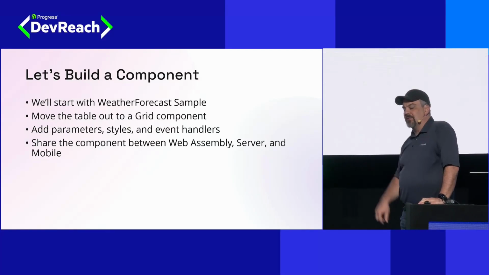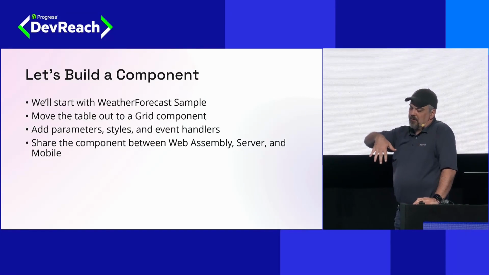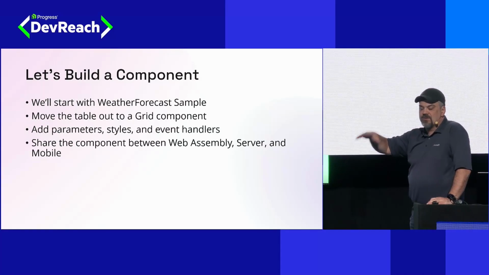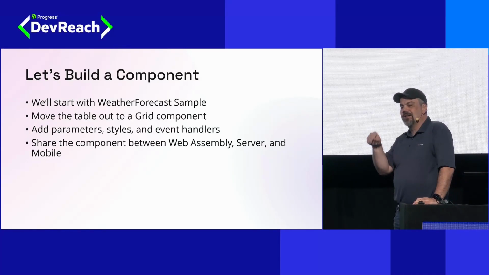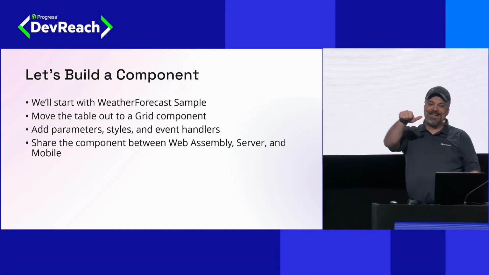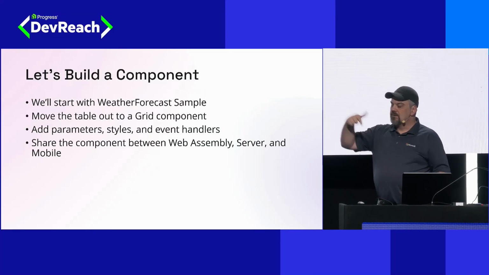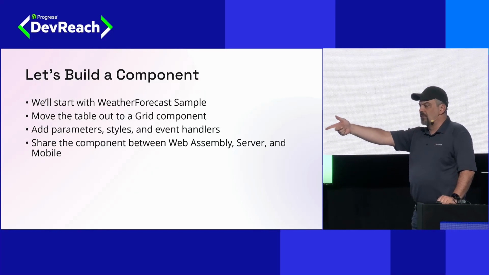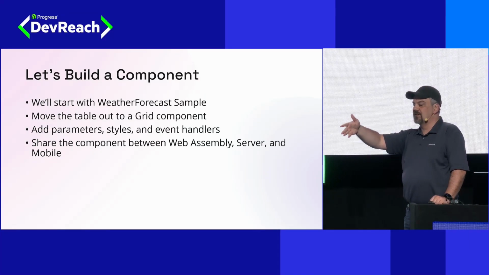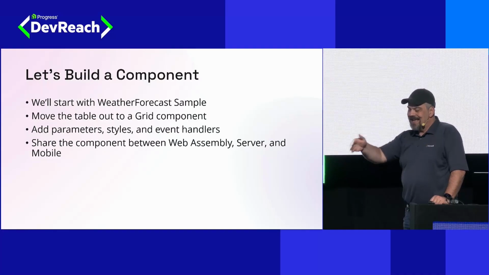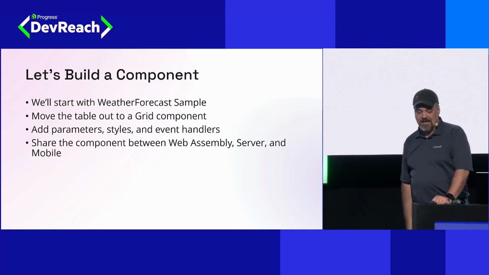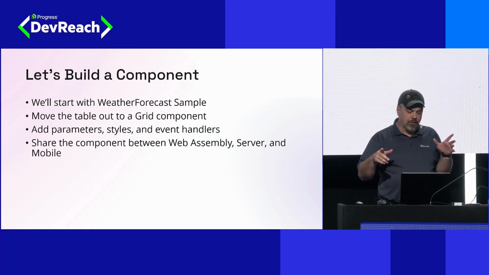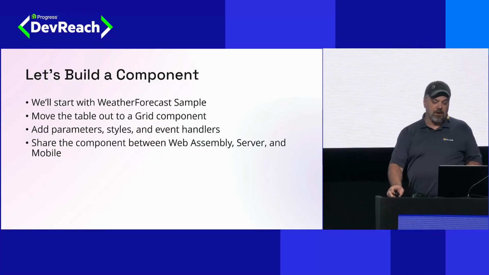We're going to turn that weather forecast sample into a grid component. We're going to add some parameters, some styles, some event handlers, and then I'm going to show you how we're going to share that component between WebAssembly running in the browser, the server run on our server if it's running in a nice cloud-hosted environment, maybe on-premises, and we're also going to show you how you can use that same component on mobile applications. So that's where we're going to go.